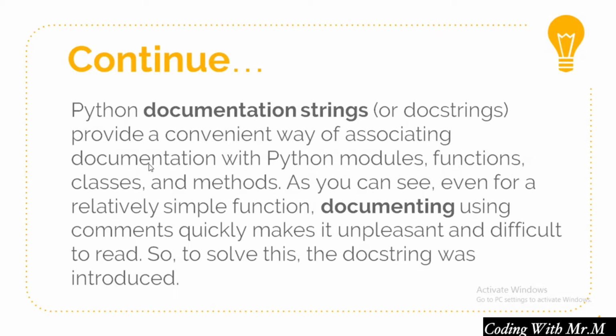Python documentation strings, or in short docstrings, provide a convenient way of associating documentation with Python modules, functions, classes, and methods. As you can see, even for a relatively simple function, documenting using comments quickly makes it unpleasant and difficult to read. So to solve this, the docstring was introduced.